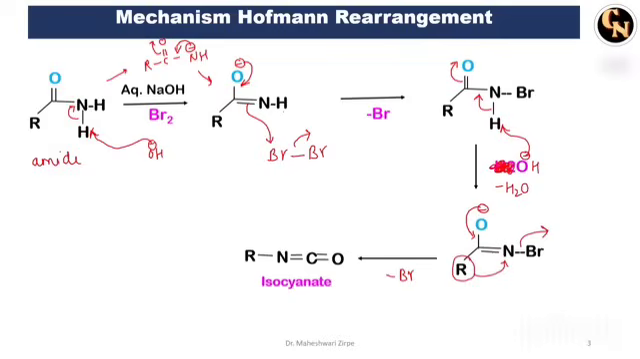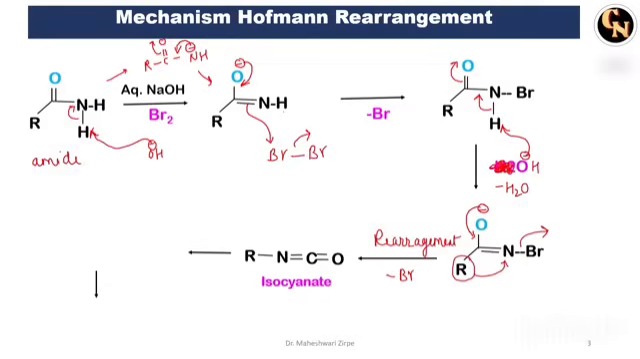Now after this rearrangement step, we are going to get an isocyanate, that is R N double bond C double bond O. So isocyanate. Now once the isocyanate is formed, the next step is you are going to treat it with water.